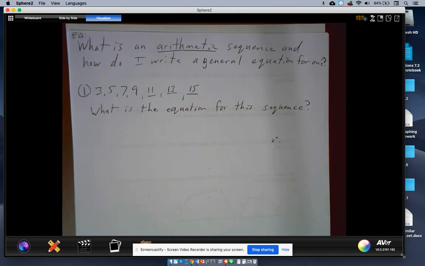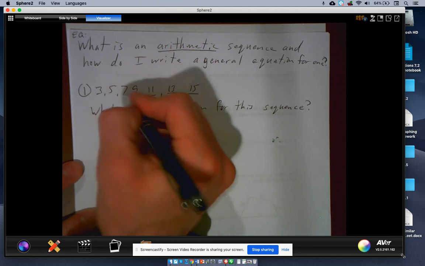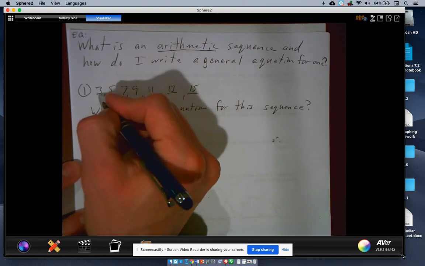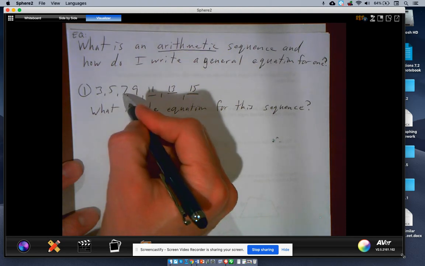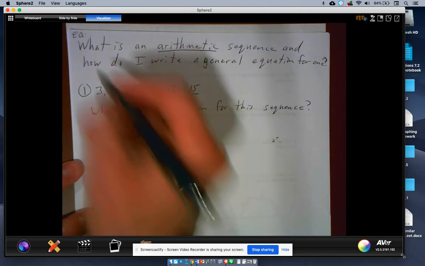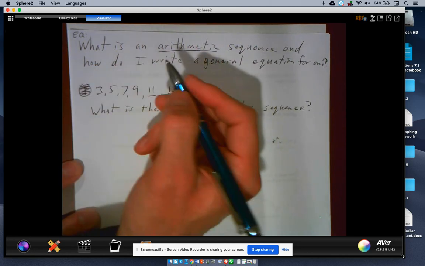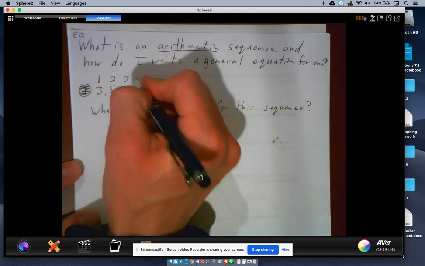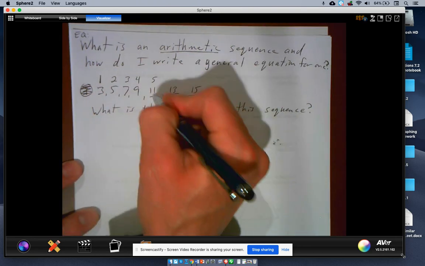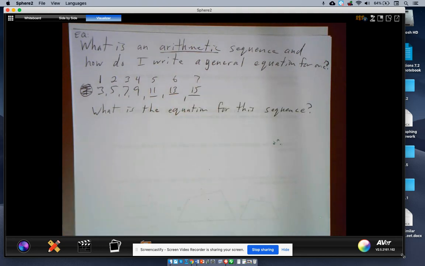So here's how you do this. You talk about these terms. This is the first term, 3. This is the second term, 5. This is the third term, 7. We're going to number them. I'm going to scribble out this 1 because that may be confusing; that was the problem number. This is the first term, this is the second term, third term is 7, fourth is 9, the fifth is 11, sixth is 13, the seventh term is 15. So what is the equation for this sequence?